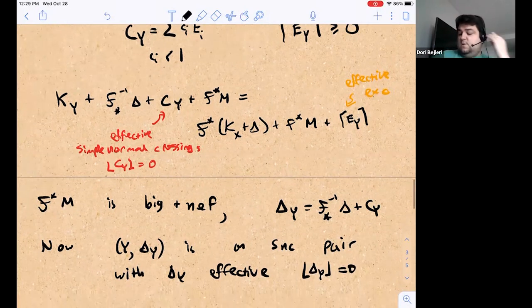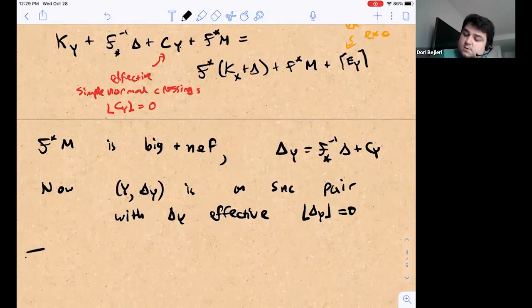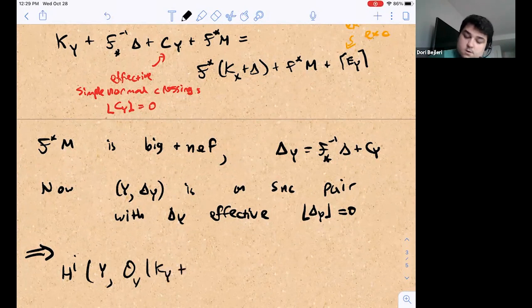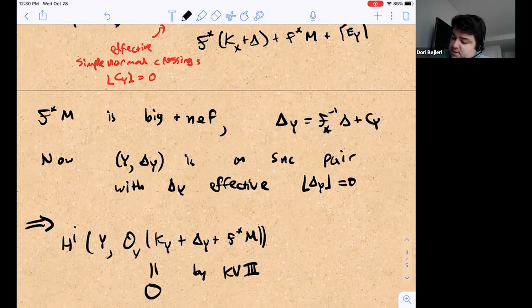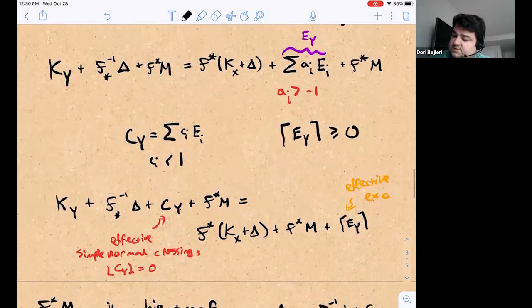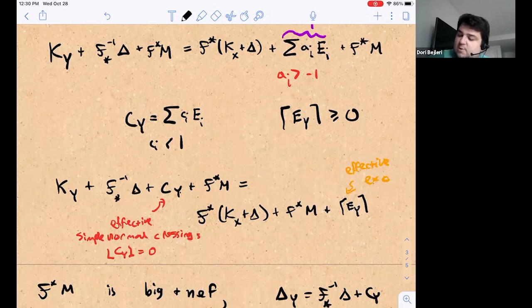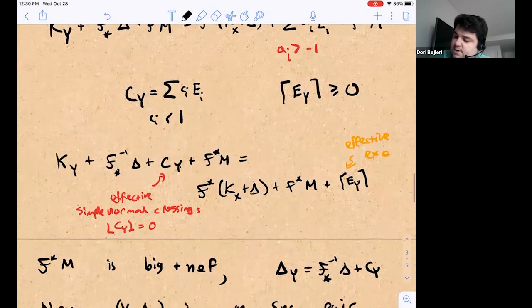So now on Y, delta Y with the big and F line bundle f upper star M, we can apply our Kawamata-Viehweg vanishing. So we get that H^i on Y of this is 0 by KV3. But now if we use our equality of divisors up here, I guess I wrote equalities, but I should have written Q-linear equivalence.